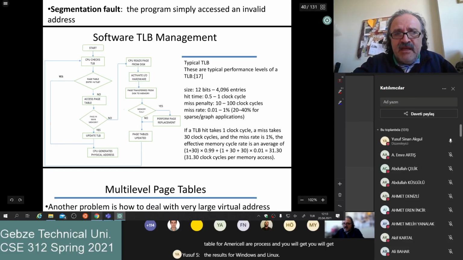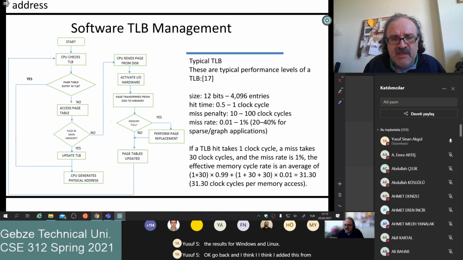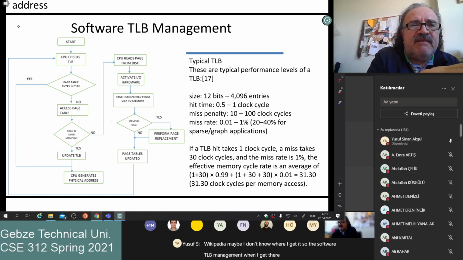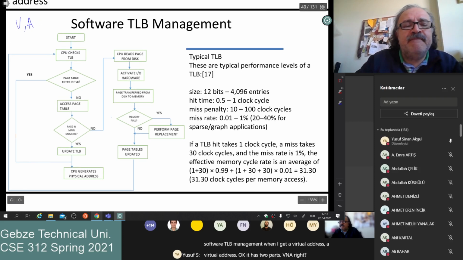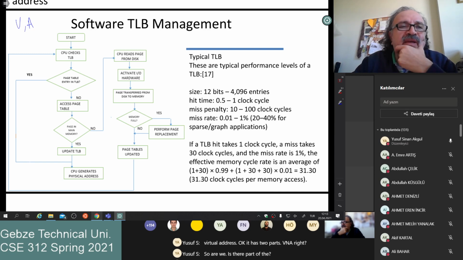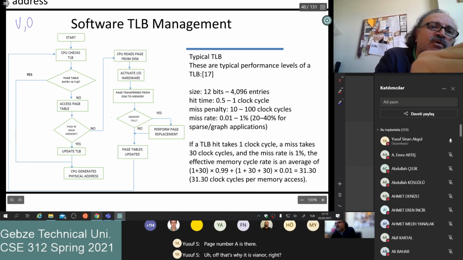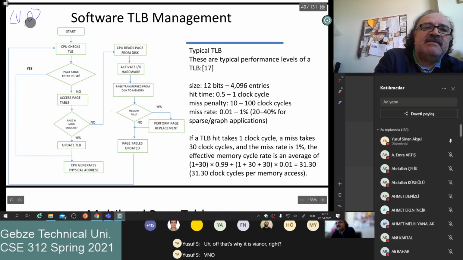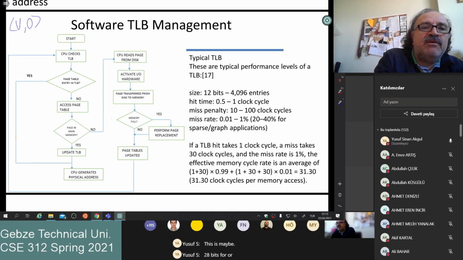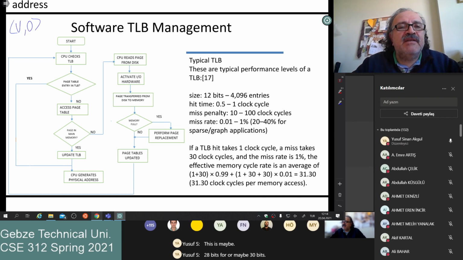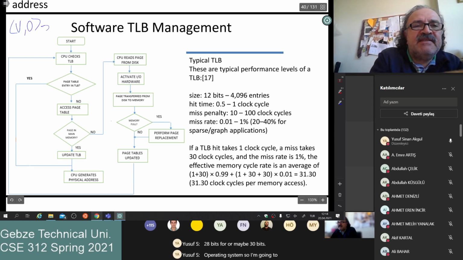Okay, go back, and I think I added this from Wikipedia, maybe. I don't know where I got it. So the software TLB management: when I get a virtual address, it has two parts, V and O, right? V is the virtual page number, O is the offset. So this is 12 bits, and this is maybe 28 bits, maybe 30 bits for a 32-bit operating system. So I am going to replace this with P and O, right? So for the physical memory.